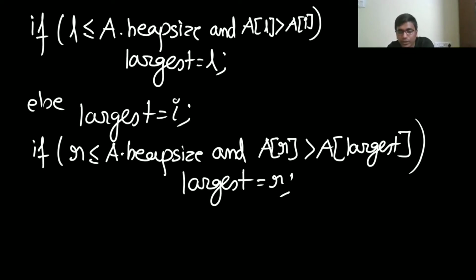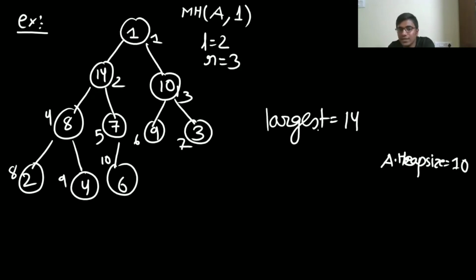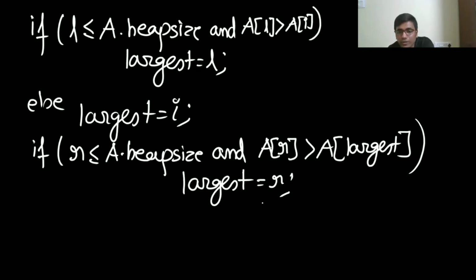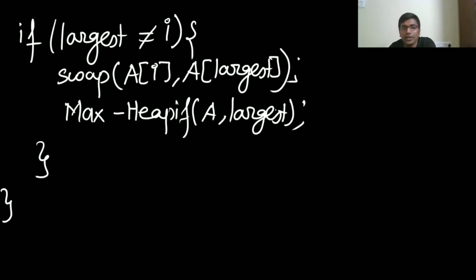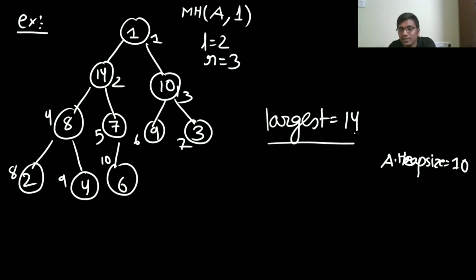After that, now we will go here, with the right child and the largest. So is the right index smaller than A dot heap size? Yes. And is A[R] greater than A[largest]? A[R] is your 10. Is it greater than A[largest]? No, 14 is the greatest. So here I will not go inside that. So largest will be as it is. Now it checks whether largest is not equal to I. Yes, I is your 1 and largest is your 14.